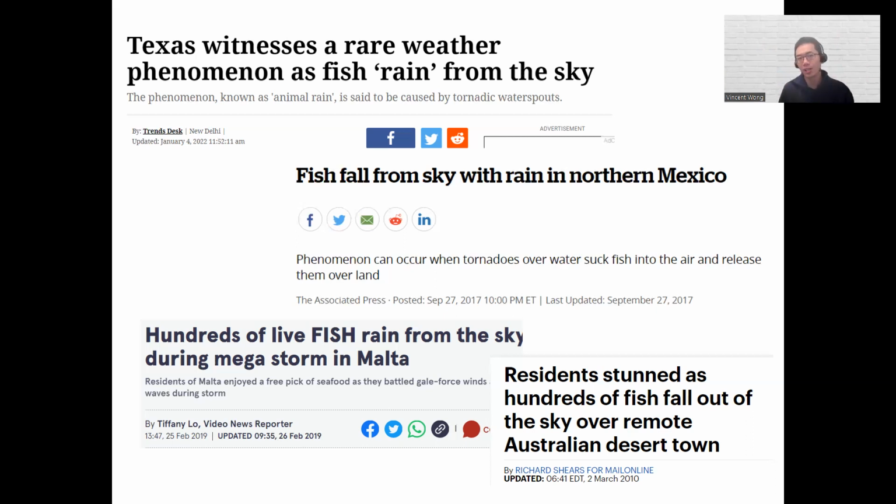And that actually is a phenomenon that still happens every now and then, like nowadays. If you do a quick Google search, you can see Texas witnessed a rare weather phenomenon as fish rain from the sky. And here is fish fall from sky with rain in northern Mexico, and then similar things in other parts of the world. Does anybody know why this happens? Where did the fish come from? Why are they raining from the sky?